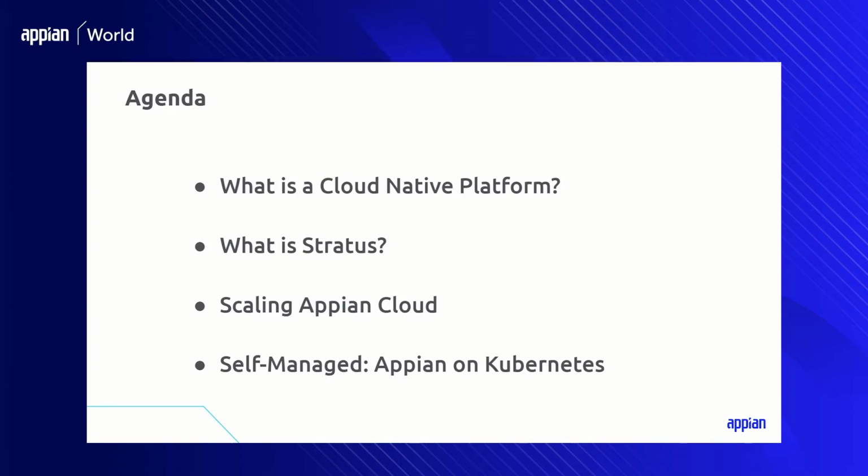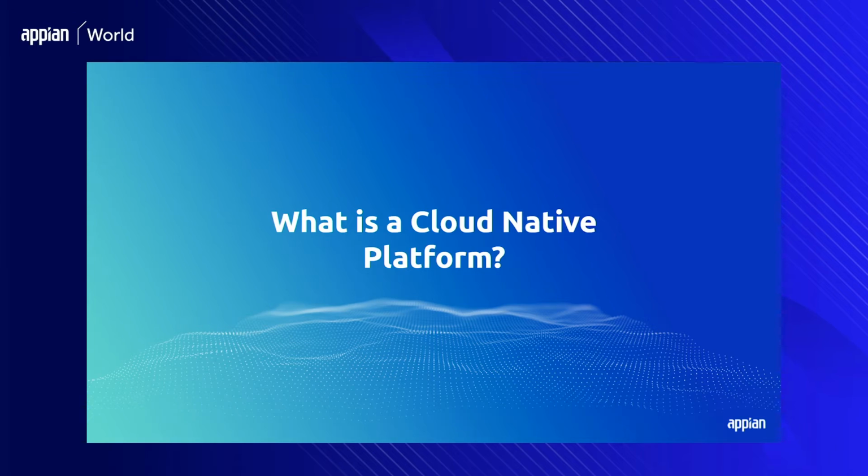So we're going to talk about what a cloud native platform is, define that in case you're not familiar. We're going to talk about how we define Stratus, which you could call a code name for our newest generation of Appian Cloud. Then Josh is going to go into scaling Appian Cloud on Stratus. And then we're going to talk about Appian on Kubernetes, which is our self-managed offering of the same cloud native technology that operates Stratus.